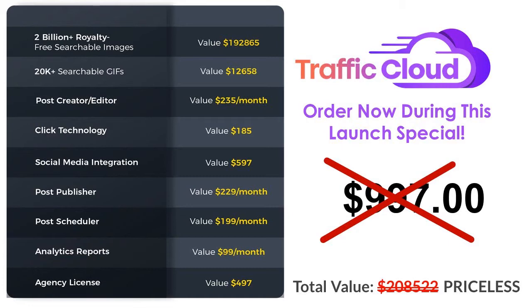And as I've explained, the agency rights is a huge opportunity for you to use Traffic Cloud for clients, so you can make money as a marketing agency or a social media manager. We could easily be charging $997 for this agency license because think about it. You could make that much or more from one client. You could make that much in one day as an agency or a social media manager, and yet we're letting you grab that license for a tiny price today.